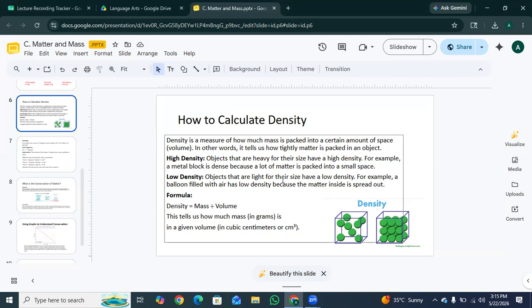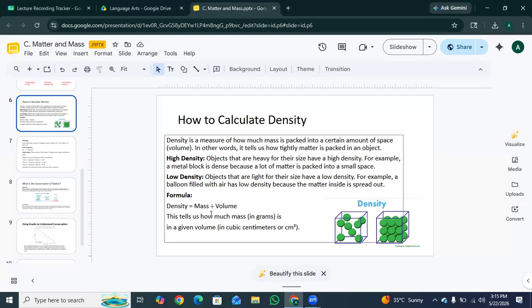Whereas low density: objects that are light for their size have a low density. For example, a balloon filled with air has low density because the matter inside is spread out. Okay? So, low density is basically light for its size, like an air-filled balloon. And we have a formula: density equals mass divided by volume. To find the density of an object, you take its mass and divide it by its volume. Mass is usually measured in grams and volume is usually measured in cubic centimeters.